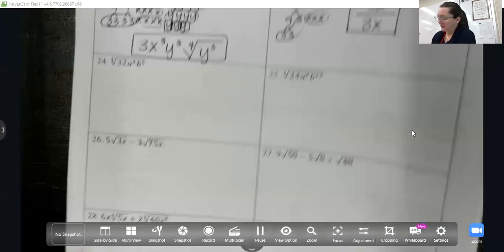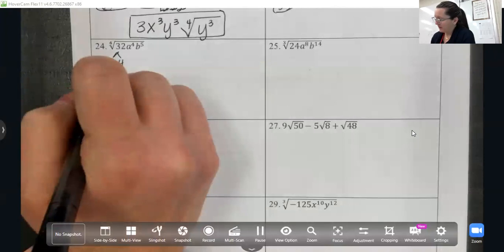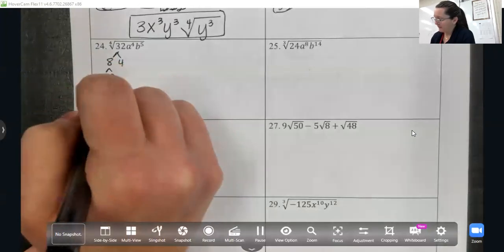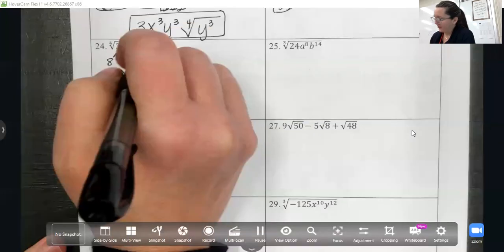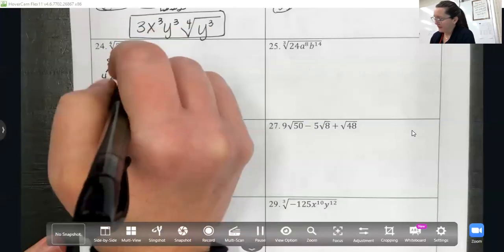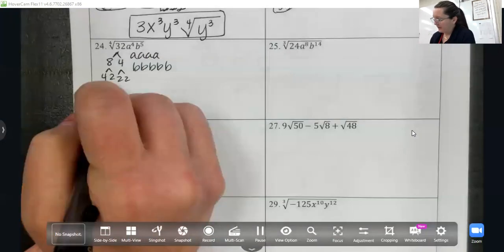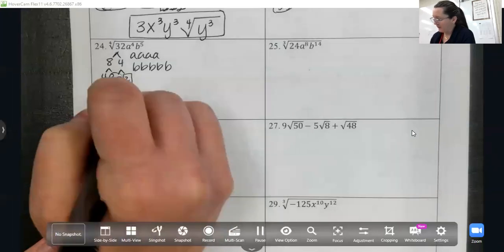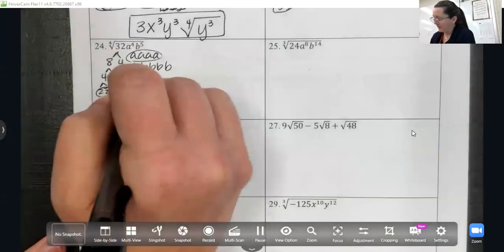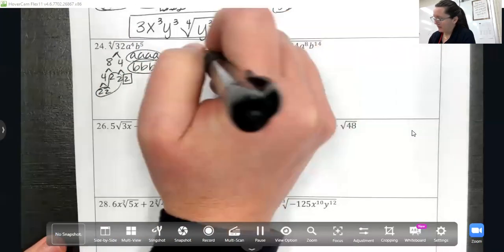All right, next one is the 4th root of 32. That's 8 and 4, just still breaking it apart. Notice how they're very small numbers, right? Nothing to be intimidated by. 4 A's and 5 B's. I'm looking for groups of 4. I found a group of 4 here, 1 left over. Found a group of 4 here and a group of 4 here, 1 left over. All right, so what comes out? A 2 comes out, an A comes out, a B comes out.